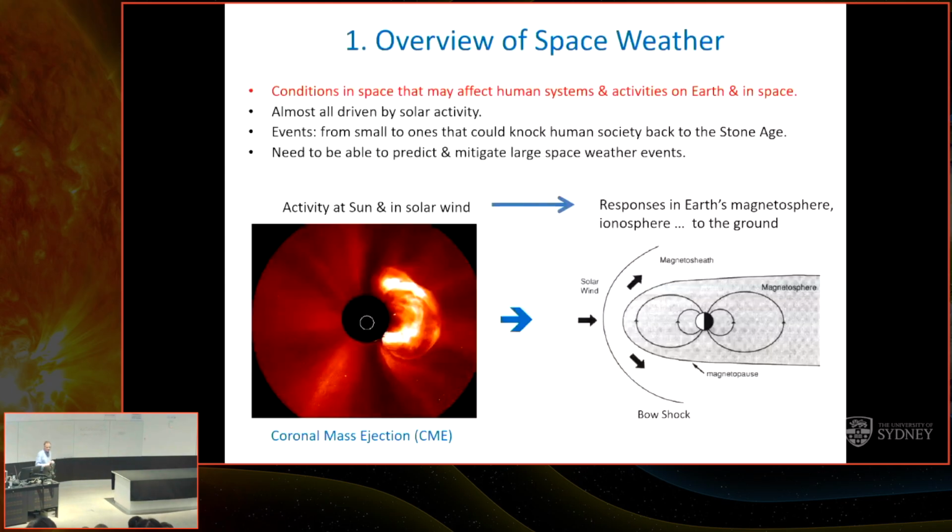So as I mentioned, what's space weather? It's all about the conditions in space that influence human technology and our environment. That environment can be near the Earth, so the atmosphere, things that happen on the Earth, such as time-varying magnetic fields that cause electric fields.